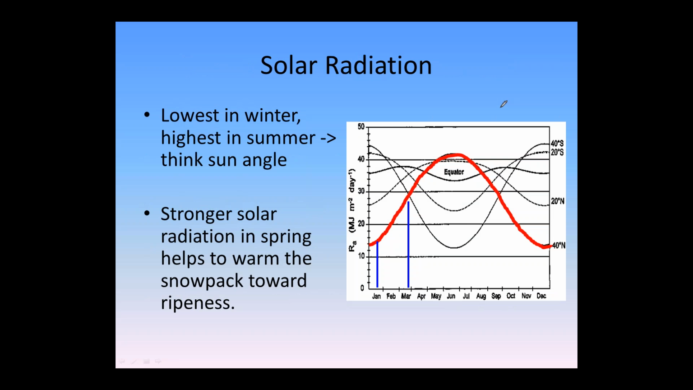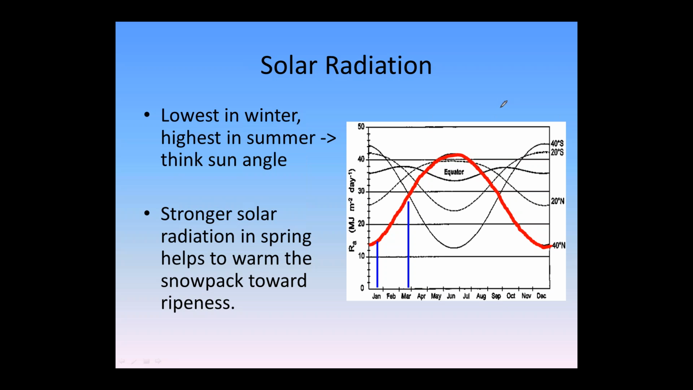So in terms of solar radiation, I always like to use this graph. It's lowest in the winter, of course, right? The sun angle's low. Highest in the summer, the sun angle's the highest. And the stronger solar radiation in the spring helps to warm the snowpack toward ripeness. It's not necessarily the biggest factor on any given day, but it is one of the more major factors. If you look at the chart, basically running from January to March and through the summer, you can highlight these curves. Basically on the y-axis it shows how many megajoules per meter squared per day you're getting of solar radiation.